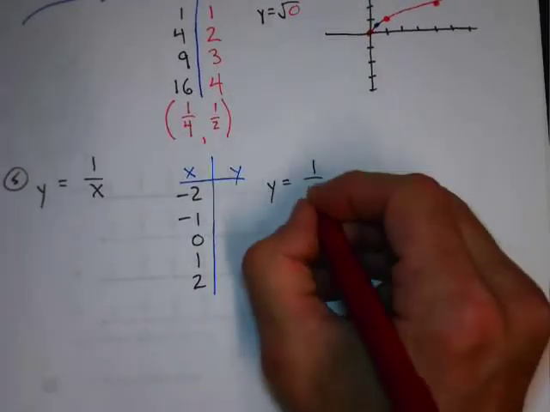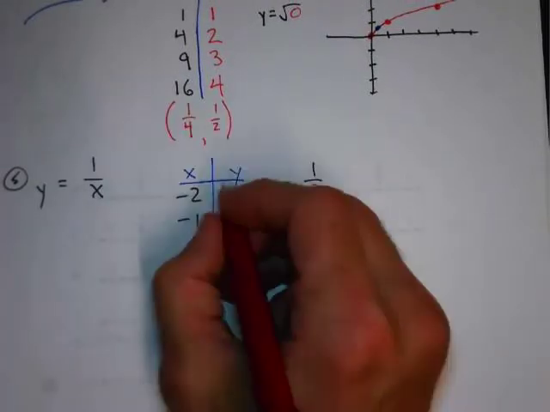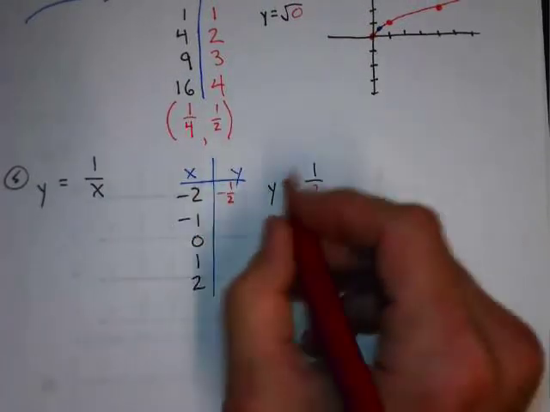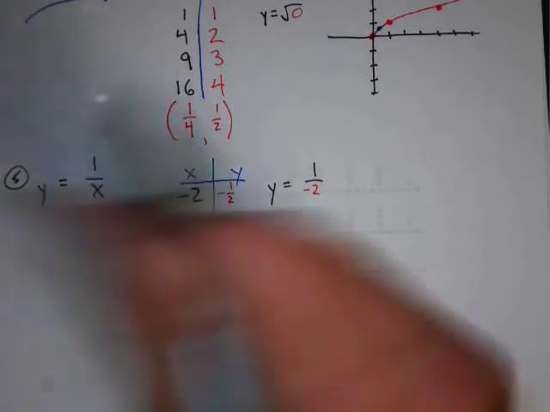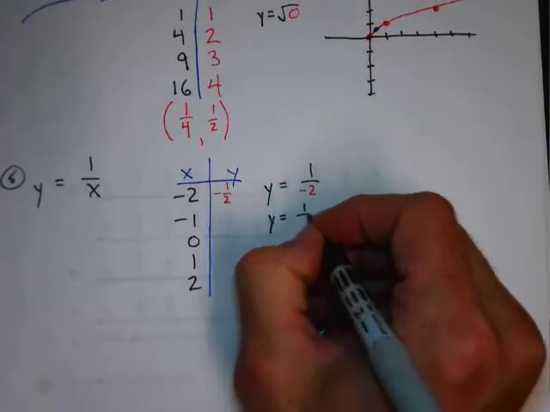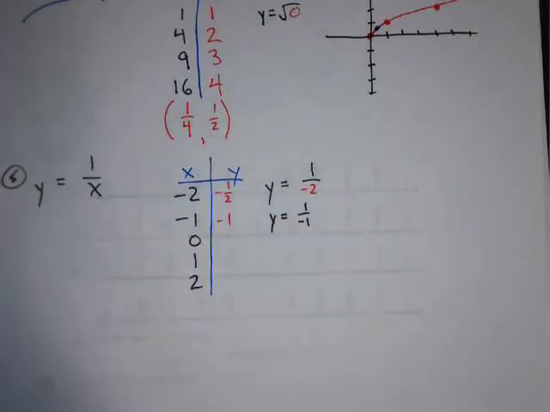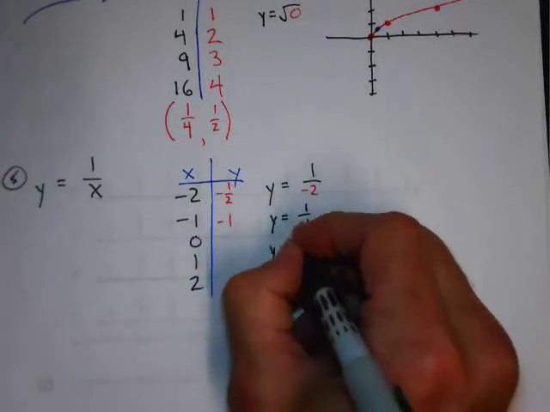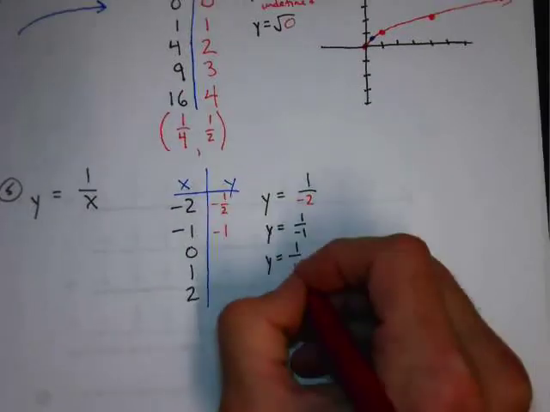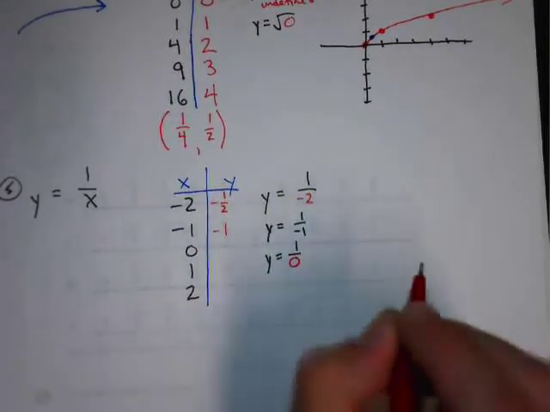So if we plug in -2 for x, well, of course, we're going to get -1/2 for y. And if we plug in -1 for x, we're going to get -1 for y. Okay, so that's, I should use a different color, but it doesn't matter. What happens if we plug in 0 for x?